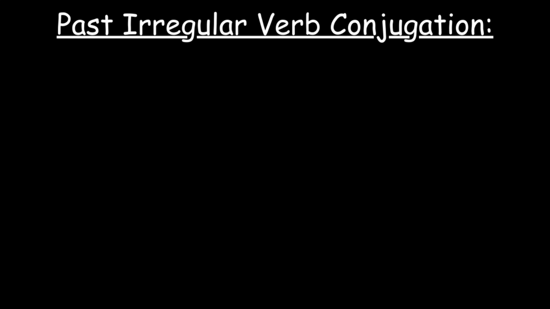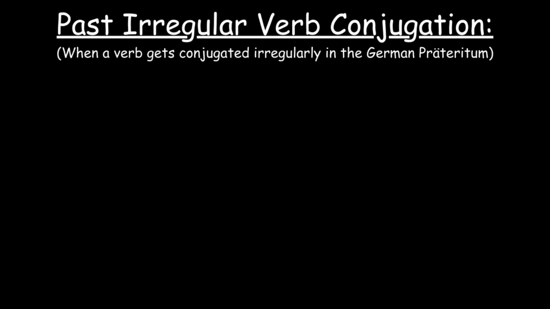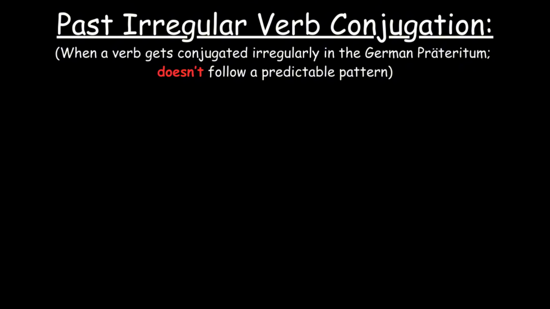Past irregular verb conjugation in German is when a verb gets conjugated irregularly in the German past, also known as the Präteritum. In my previous video, I explained regular German verb conjugation in the past, showing verb stems and their endings. In this video, I'll explain past irregular verb conjugation, which doesn't follow a predictable pattern. However, some tendencies can be recognized when conjugating verbs irregularly in the Präteritum.